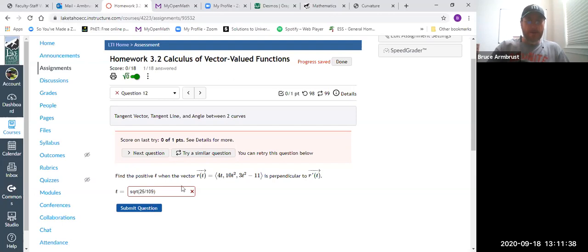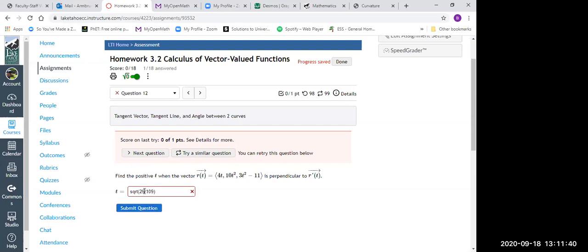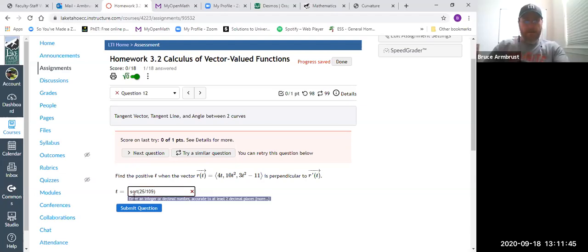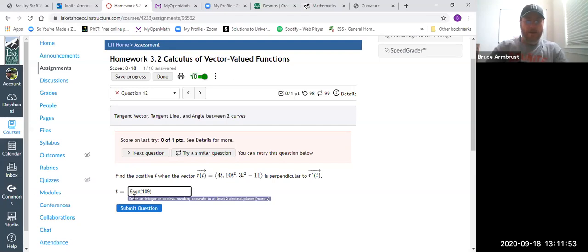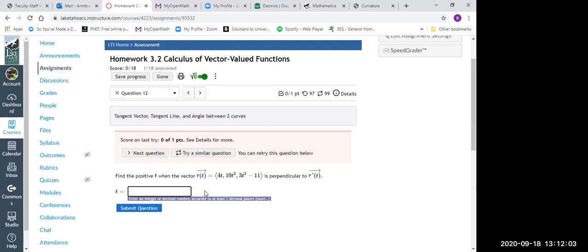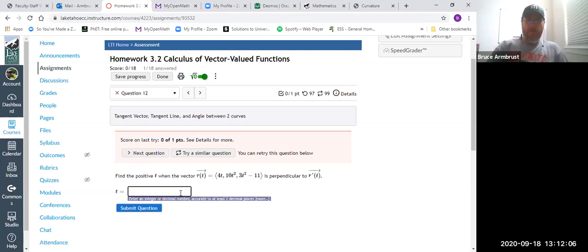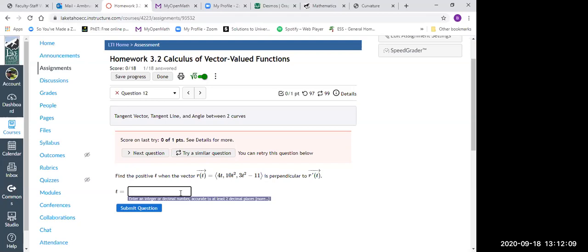Did I do my math wrong? I think it wants you to actually put in real numbers, maybe. Let's try 5 square roots of 109 divided by 109. Okay. I know that sometimes they give you those weird forms. Is the SQRT a proper way, does it accept that?